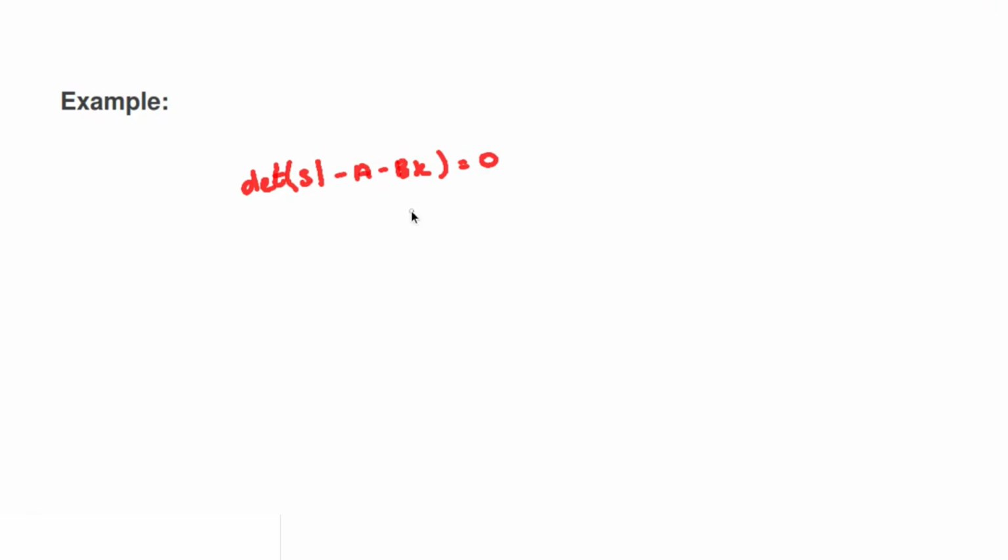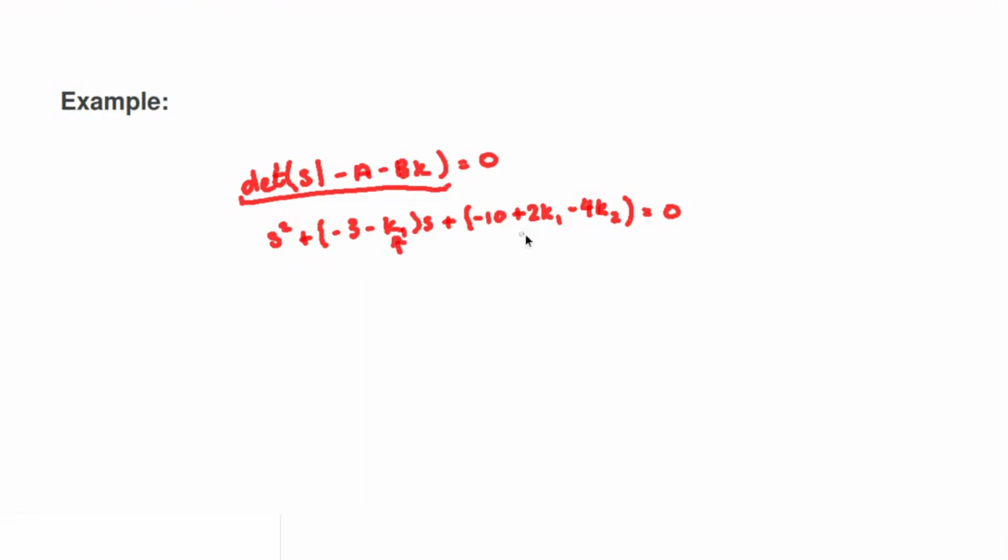And on the previous slide, we computed what this monster was equal to, and we found out that it was equal to s squared plus minus 3 minus K1 times s, plus minus 10 plus 2K1 minus 4K2, is equal to 0. So the question boils down to, by varying K1 and K2, what locations of solutions to this equation are possible? What are the solutions to this equation? Well, this is just a quadratic equation, so we can find its solution using the quadratic formula.